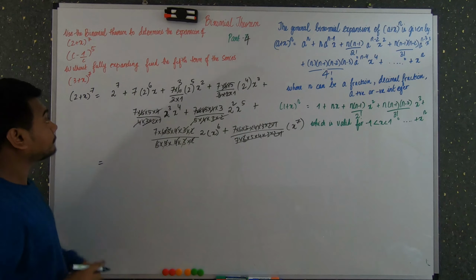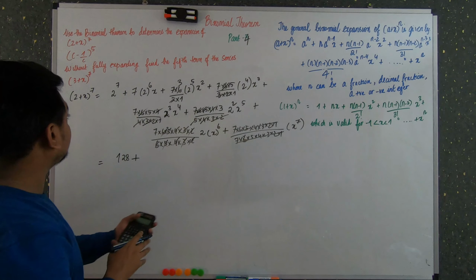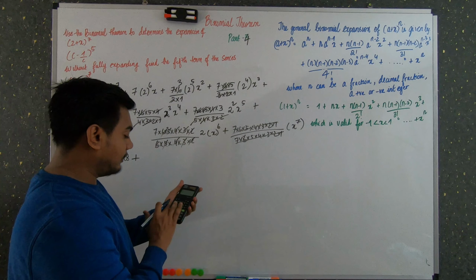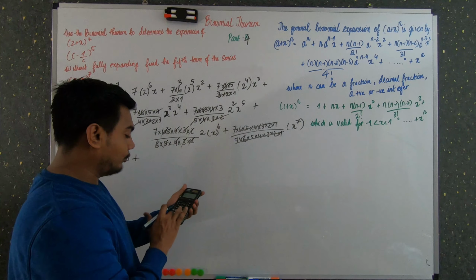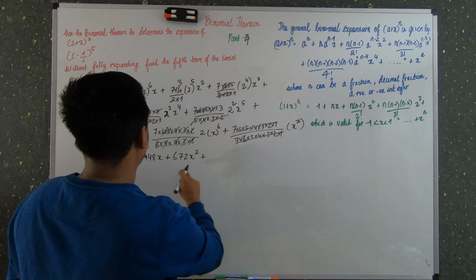Now let's start doing it. What is 2 raised to 7? I'm using a calculator, otherwise it will take a long time to do all these. 128 is our first term. Okay, what is the next term? Let's see, 7 into 2 raised to 6. What is it? 448x. What is the third term? 7 into 3 is 21, 21 into 32 is 672x squared. What is our fourth term?